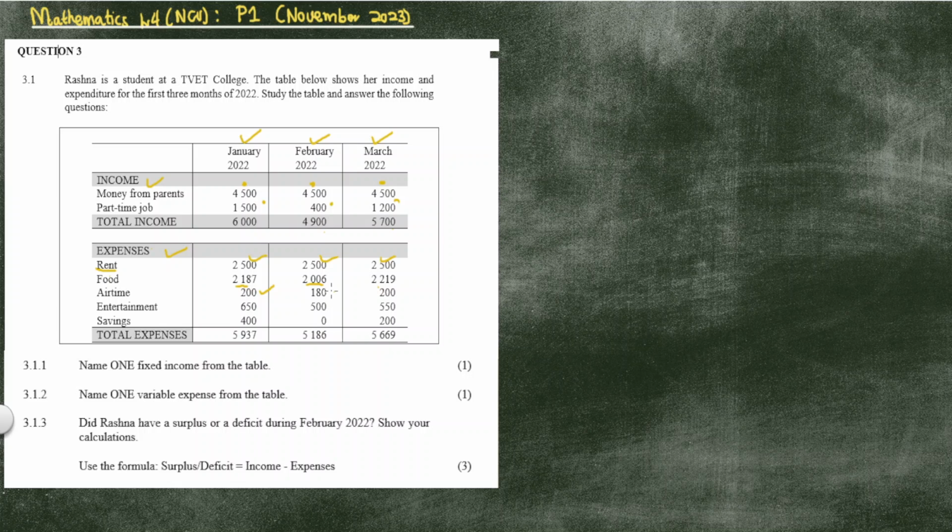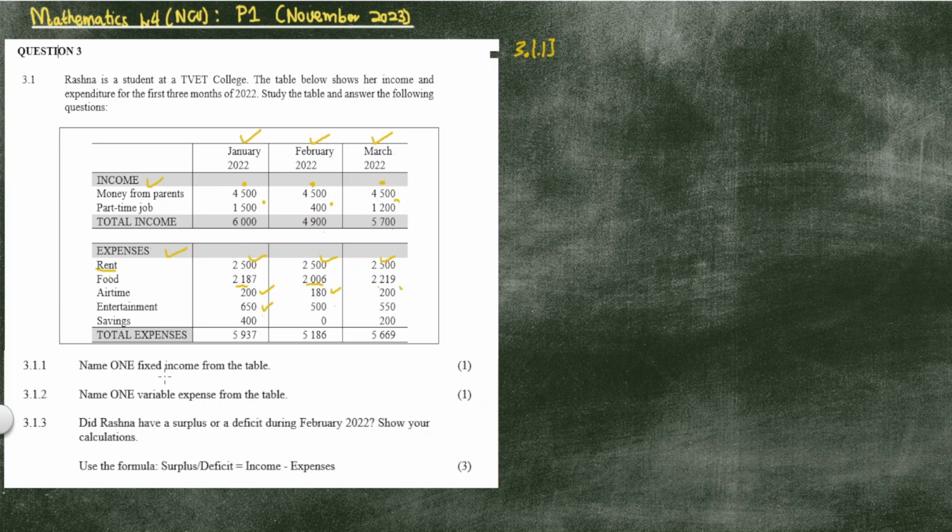Airtime, 200, 180, and then another 200. Entertainment, 650, 500, 550. It changes, like a variable. It changes from time to time. Food, airtime, and entertainment. Even the savings: 400 in January, on February she did not save anything, and then in March, she saved 200 rand. Now, we can answer the first question.